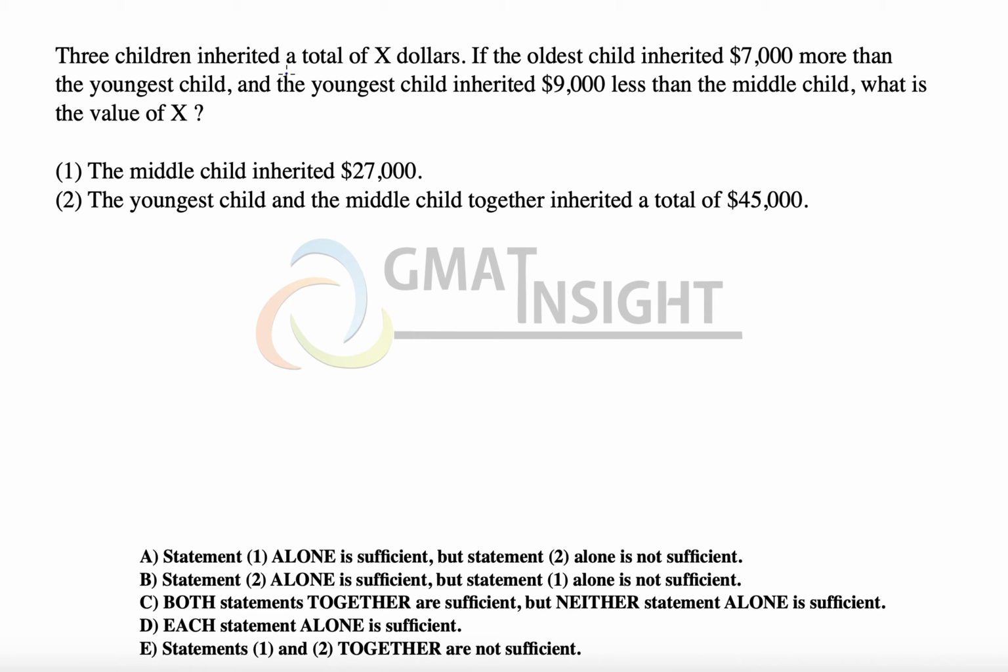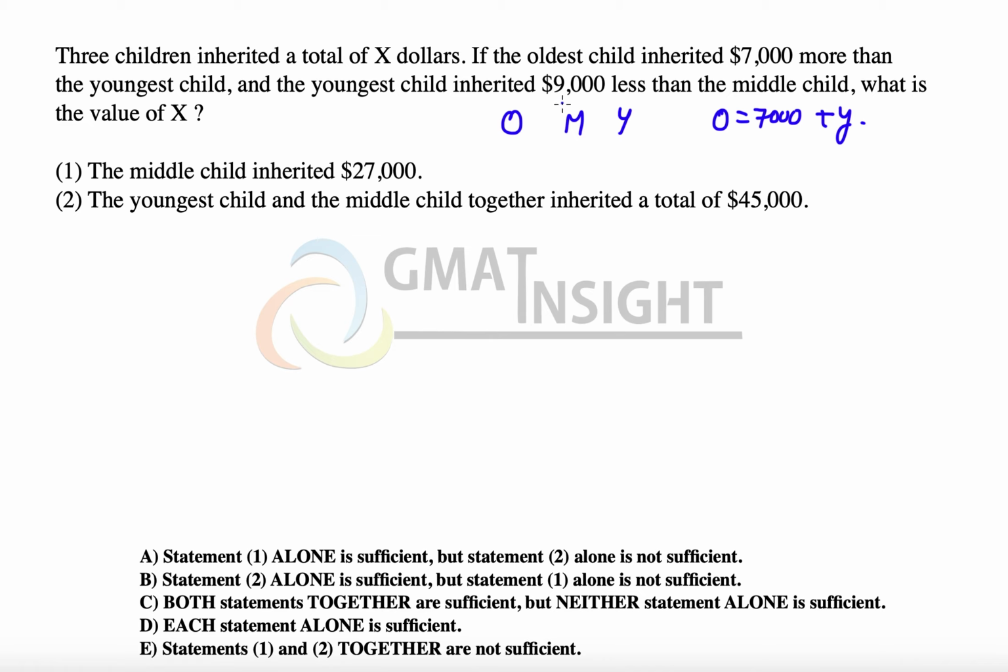Three children inherited a total of X dollars, if the oldest child inherited $7,000 more than the youngest child. So let us assume that the oldest is represented by O, the youngest is represented by Y, and the middle child is represented by M. So the oldest child inherited 7,000 more than the youngest. So O is equal to 7,000 more than Y. That's one of the equations.